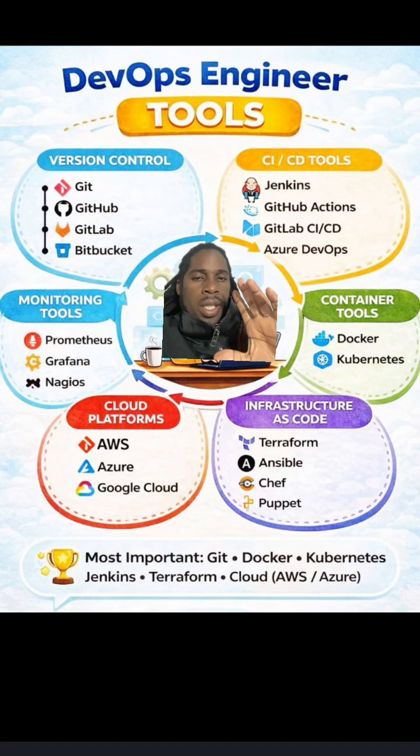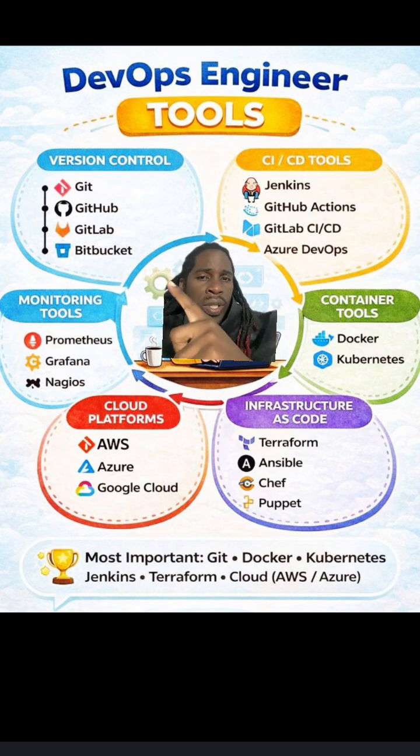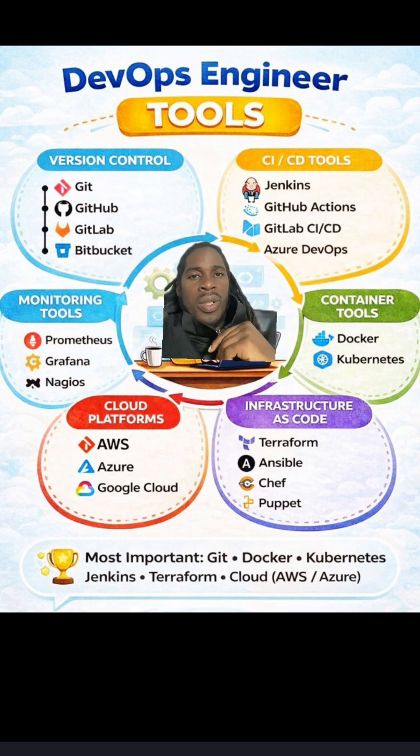So this is what a tool set a DevOps engineer would actually use. Okay, so let's start here with your version control. Your bread and butter would be Git. Definitely Git, because it's the one that actually keeps track of your code and your commits and all the changes, and you can tell it what to track and what not to track.